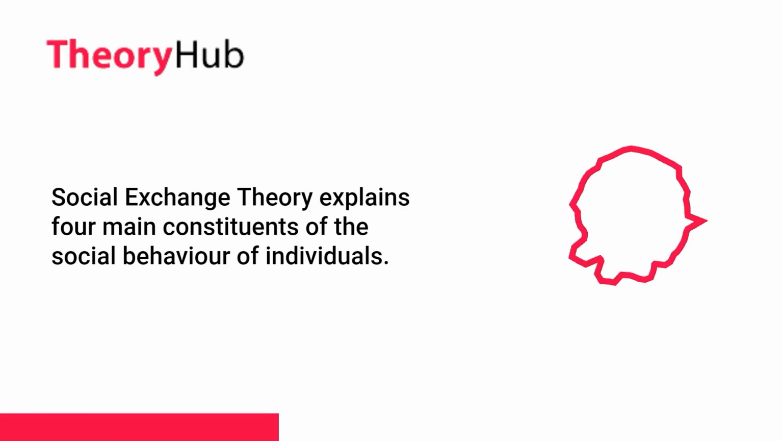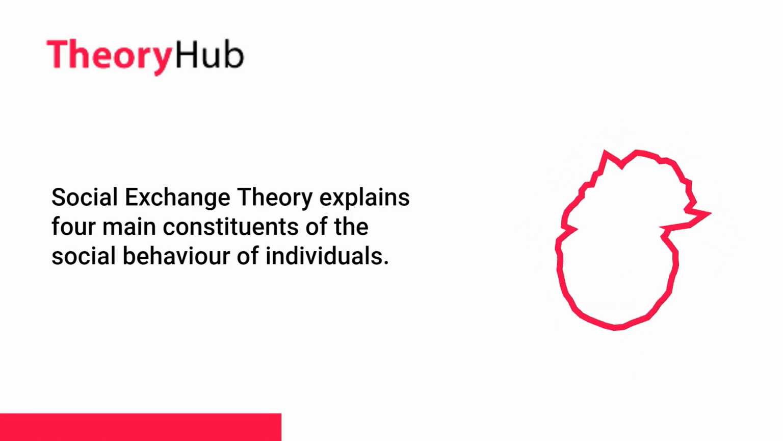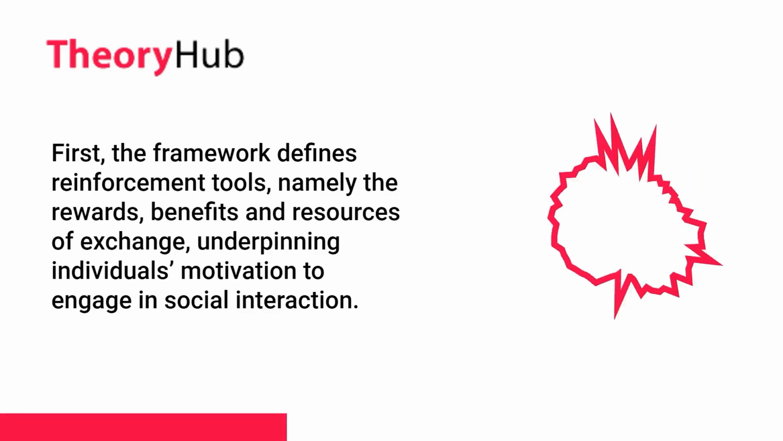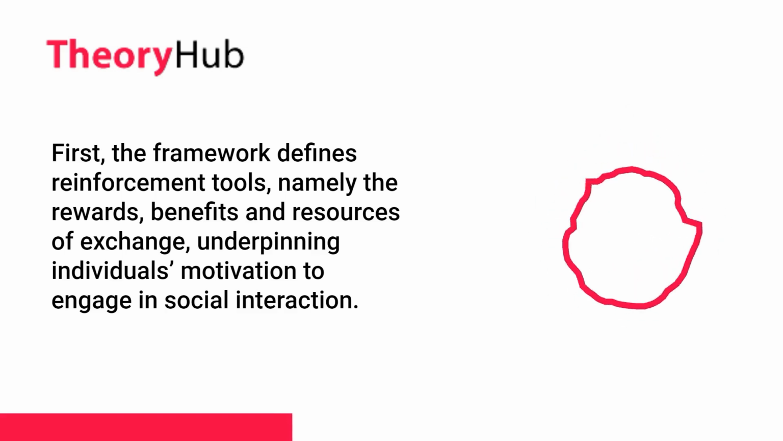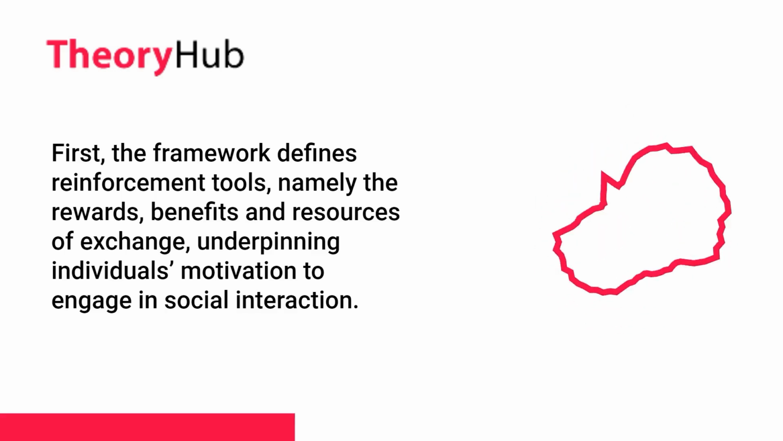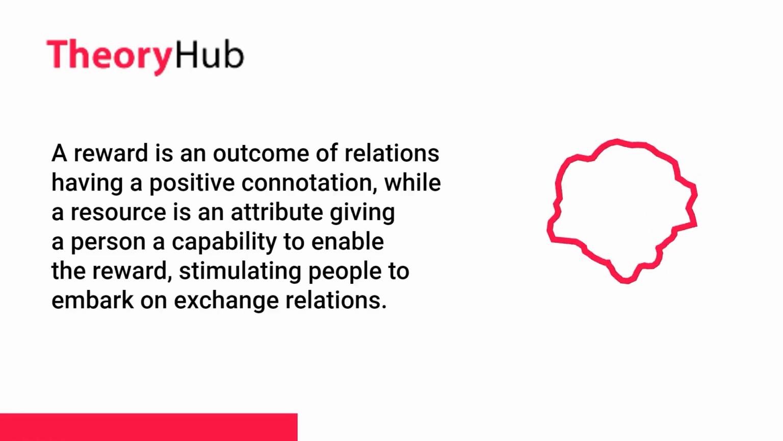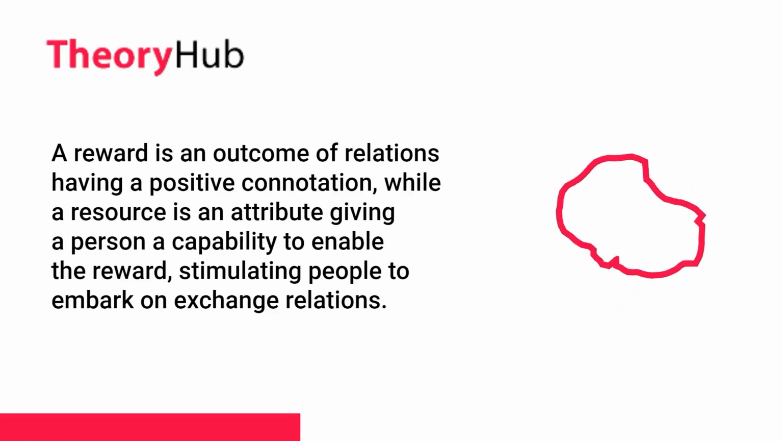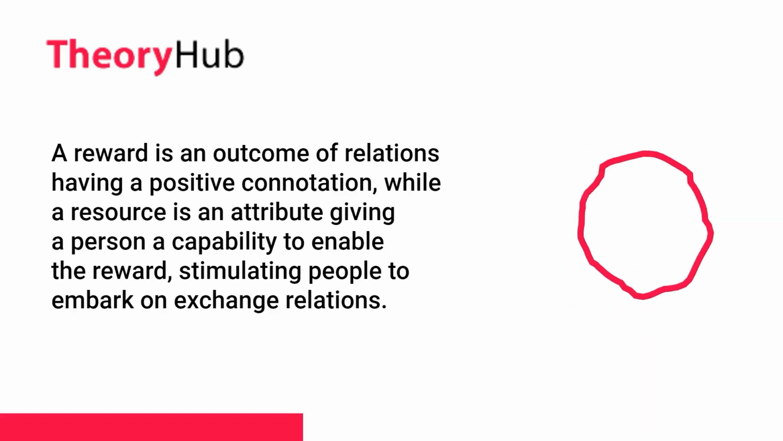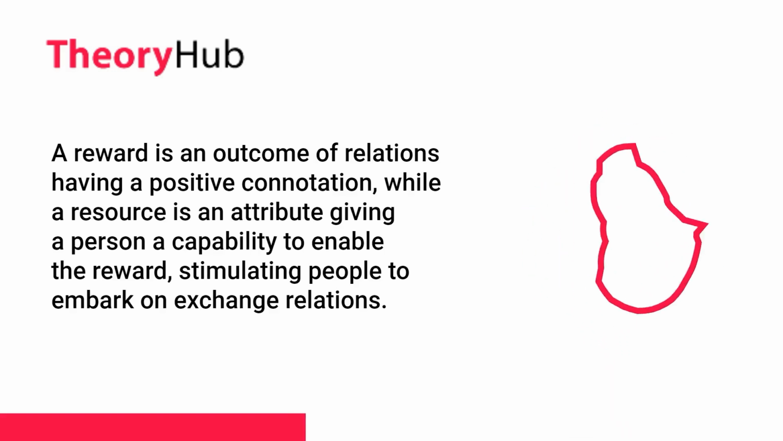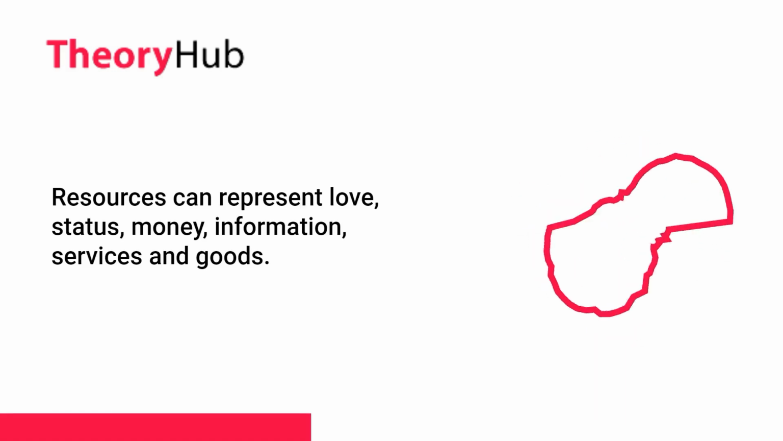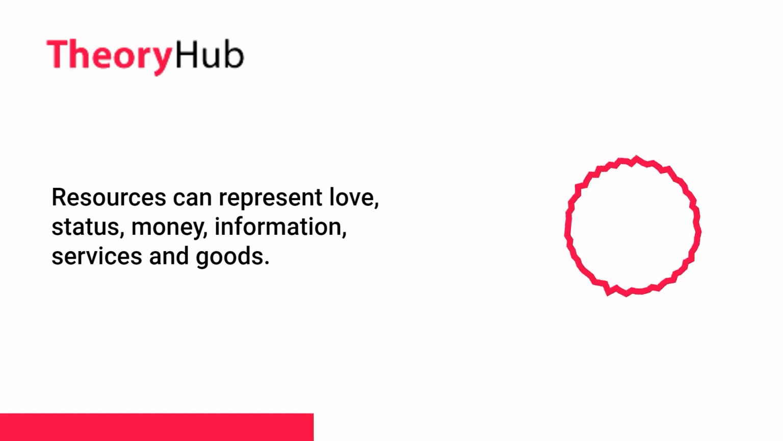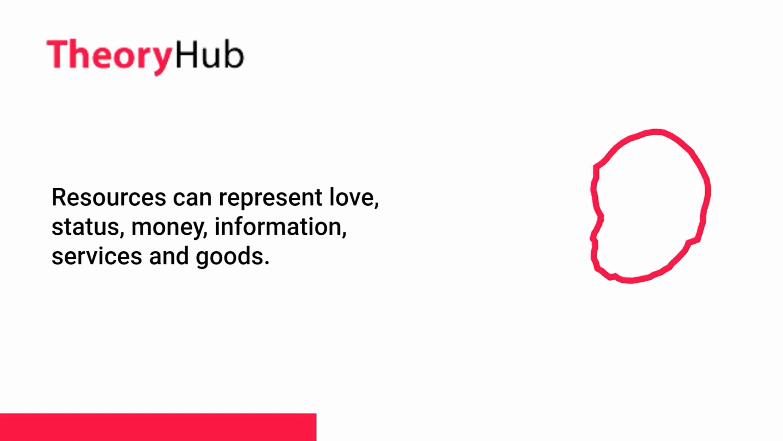Social exchange theory explains four main constituents of the social behavior of individuals. First, the framework defines reinforcement tools, namely the rewards, benefits, and resources of exchange, underpinning individuals' motivation to engage in social interaction. A reward is an outcome of relations having a positive connotation, while a resource is an attribute giving a person a capability to enable the reward, stimulating people to embark on exchange relations. Resources can represent love, status, money, information, services, and goods.